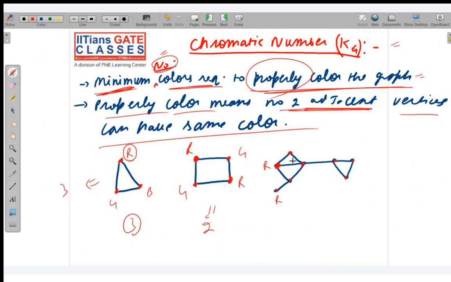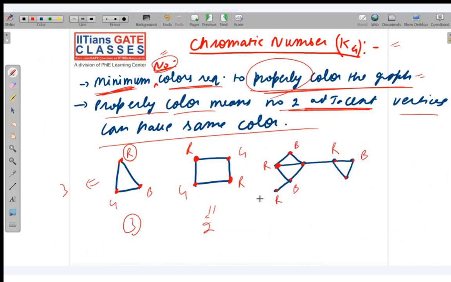Come here. Can I take red here? Yes. Can I take red here? No. Can I take red here? No. So now you take another color. If I take blue here, so are you getting it? I am taking a new color at the vertex having minimum degree. So I have taken all the reds. Now I will say blue. Here it is minimum degree, so I will take blue, and then can I take any other blue? Yes, this is blue, this is blue.